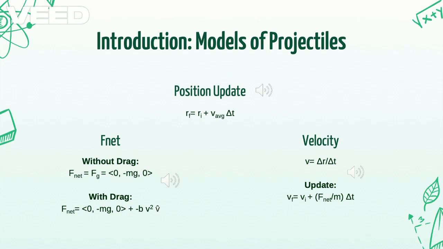Here are the key models for projectiles in our experiment. We will use the position update to find our positions with the goal of receiving the ultimate final position. Our next component to acknowledge is velocity. Velocity is equal to the displacement over time. This is how we calculate initial velocity. To update velocity, we use the update formula shown below. We use this as it allows us to update positions.